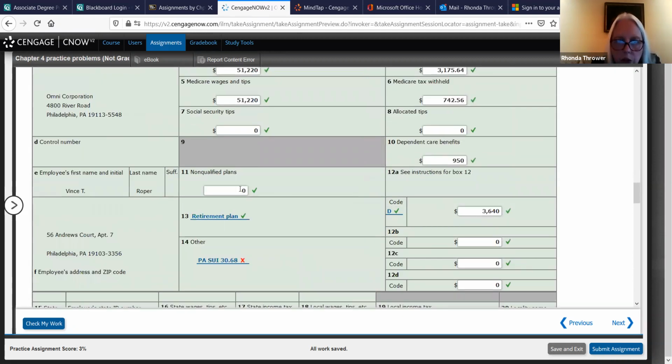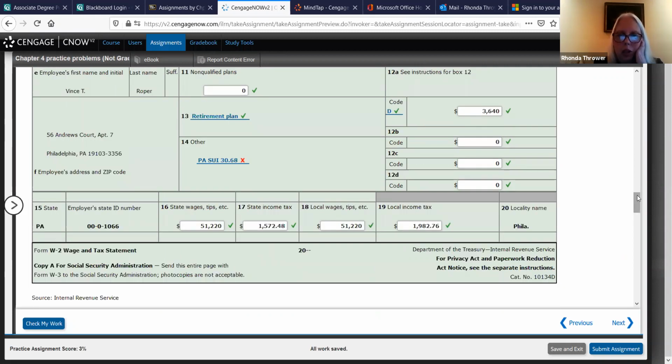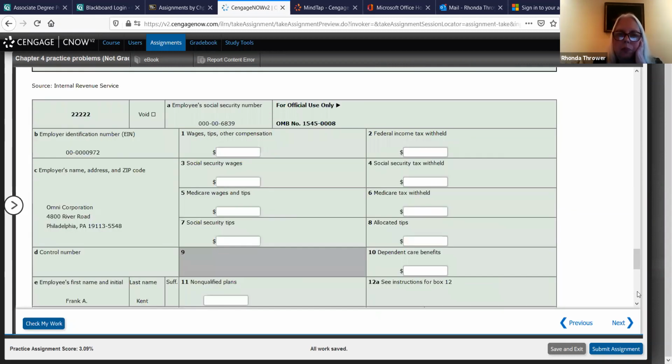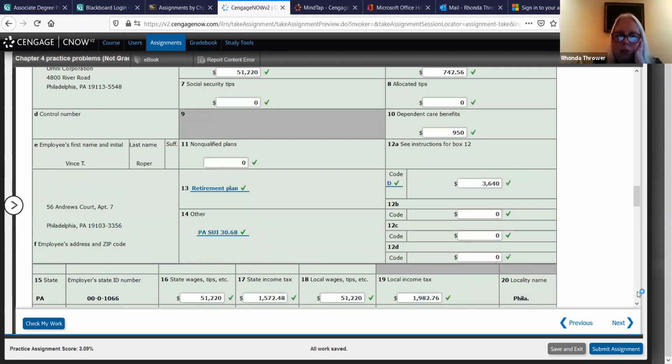So this other is to record deductions that you didn't include up in here. So this is the only other one that we had for this particular employee. And the rest of that looks correct. So we'll check my work again. So you can see that we got it all correct here.